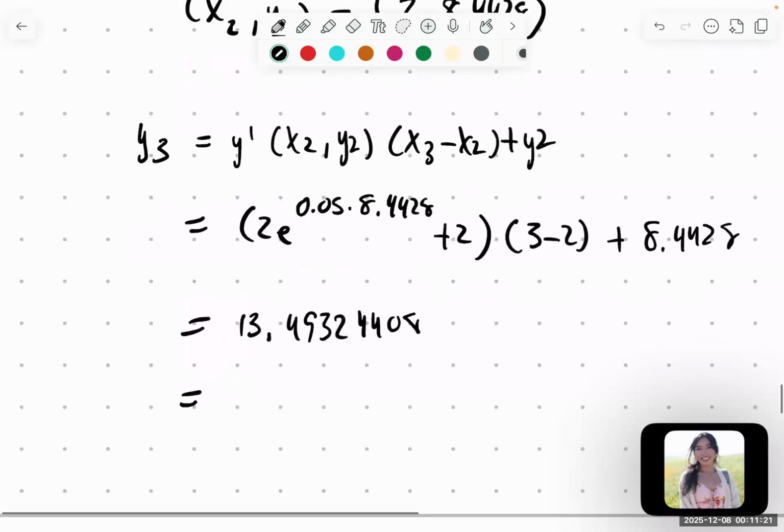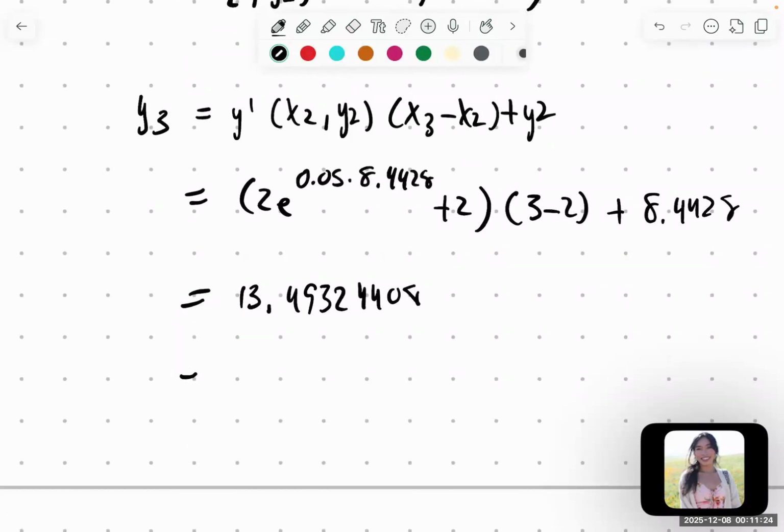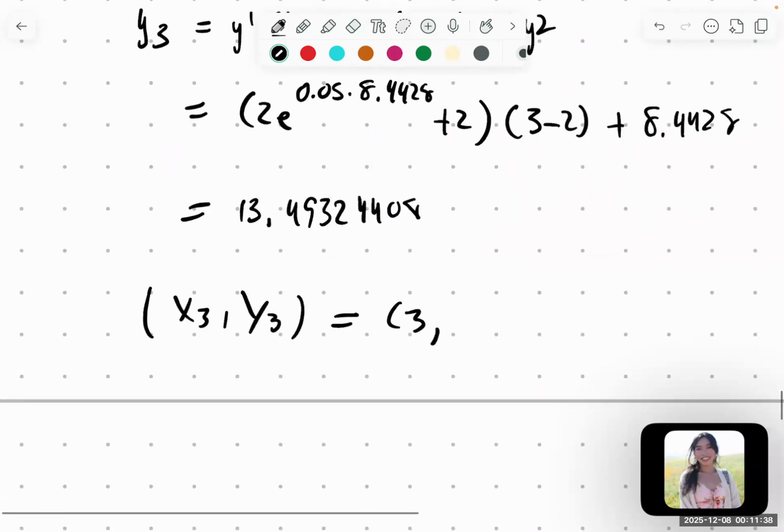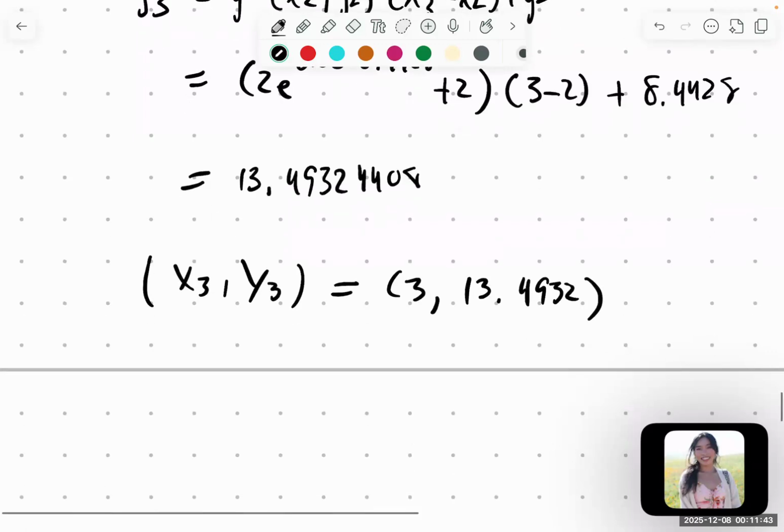When you calculate all of this, and use the right decimal places, you will get your x3, y3 to be 3, 13.4932. And because we're looking at the number in thousands sold in the first t months, our x is going to be our t months.